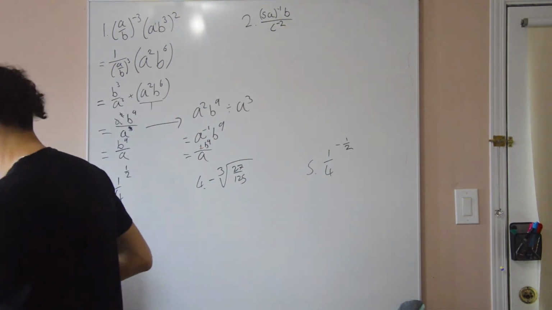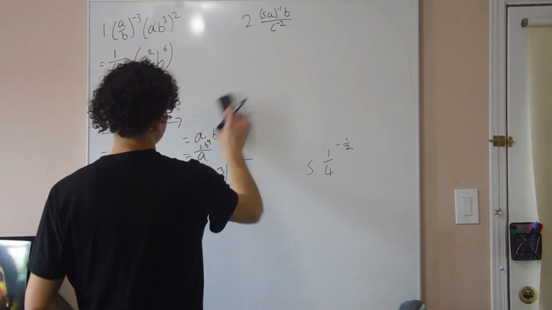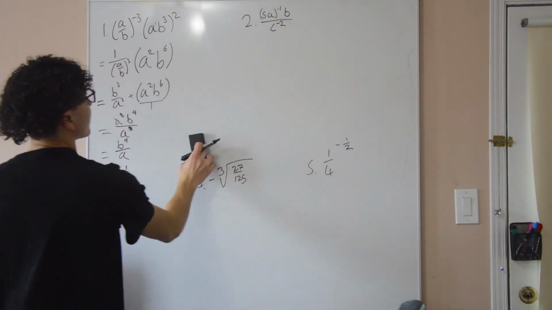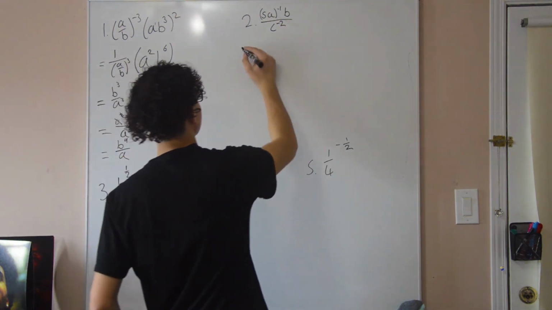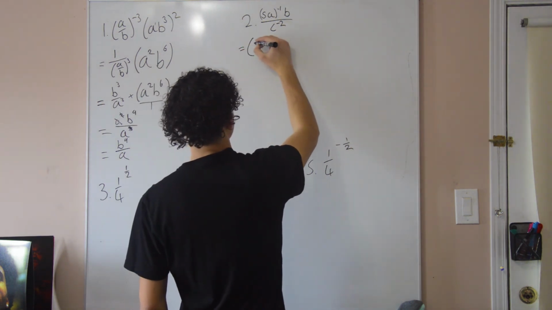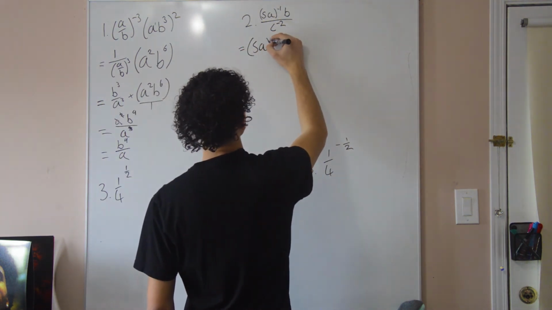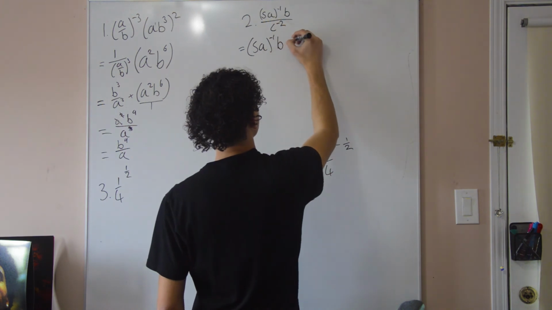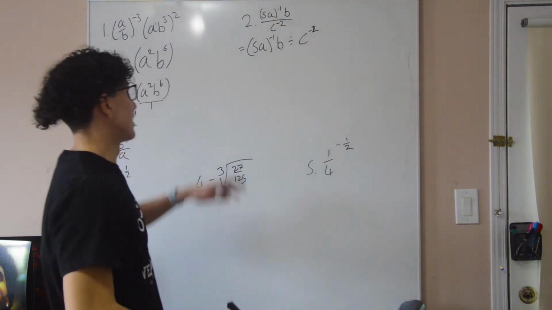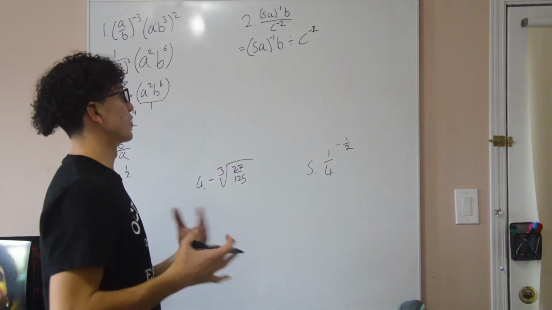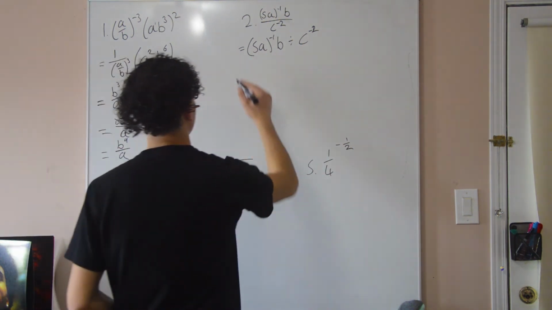Okay, let's do the next one. 5a to the negative 1 times b divided by c to the negative 2. So I'm just going to change this into 5a negative 1b divided by c to the negative 2. I just change it into divided by so it's easier to understand what's happening.